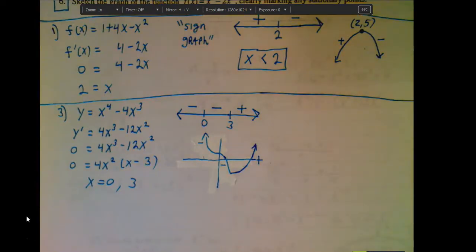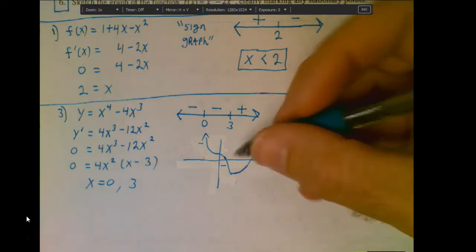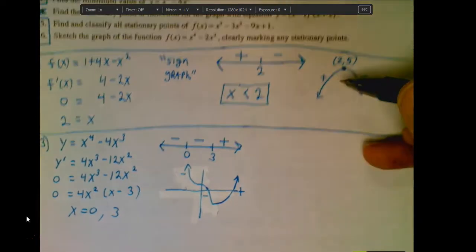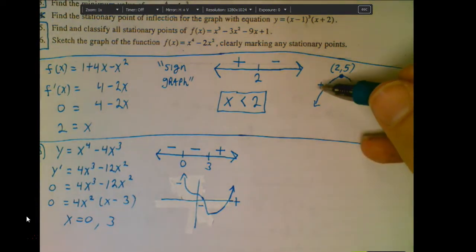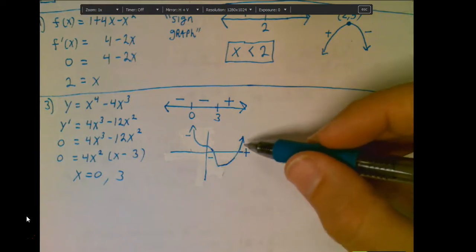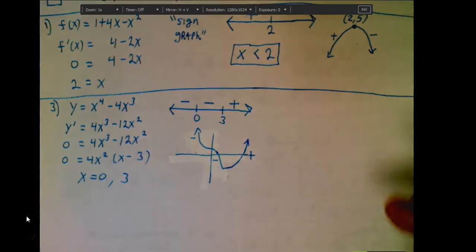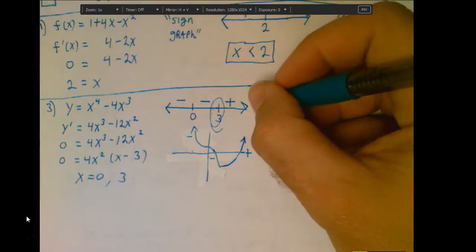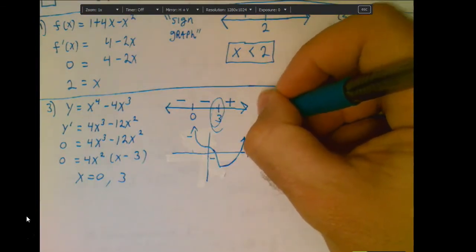So where would you have your minimum value? A minimum value occurs when you go from negative to positive. A maximum value occurs when you go from positive to negative. And again, the minimum is from negative to positive. So I know my minimum value was occurring at this point, so I know the x coordinate is 3.